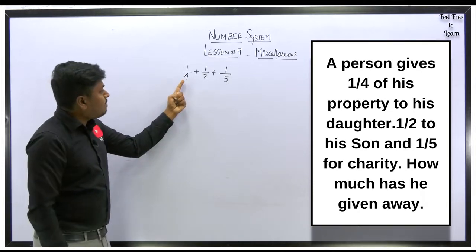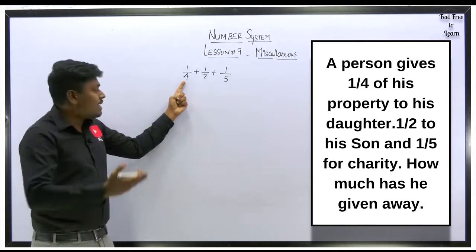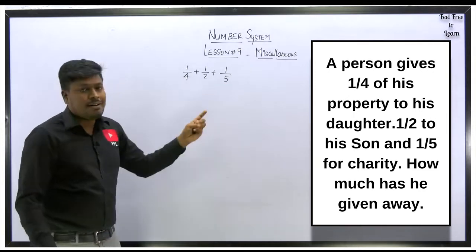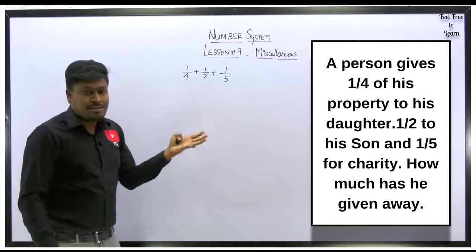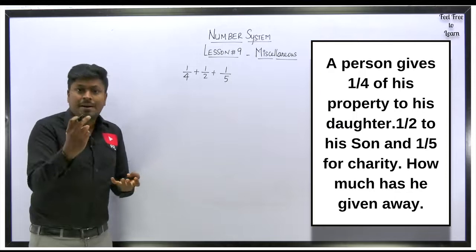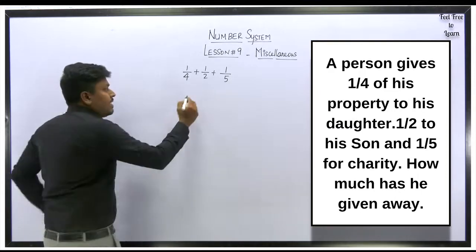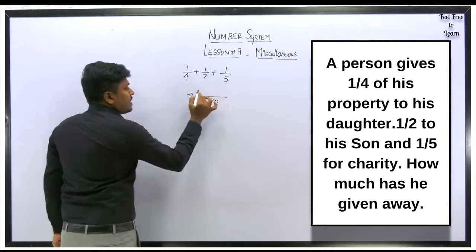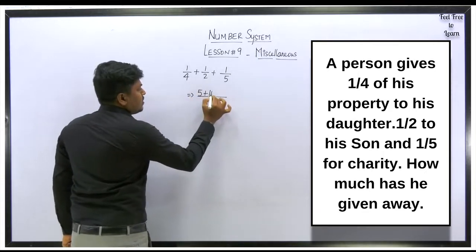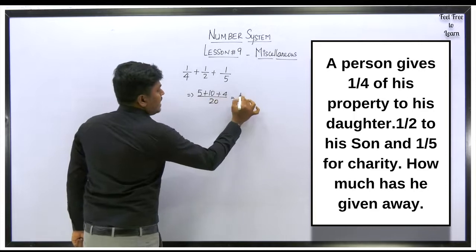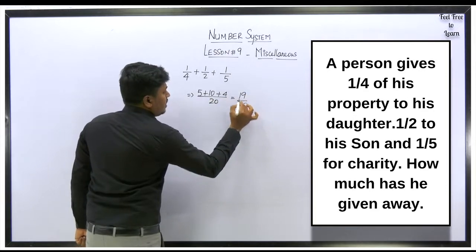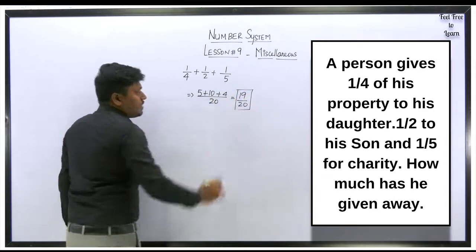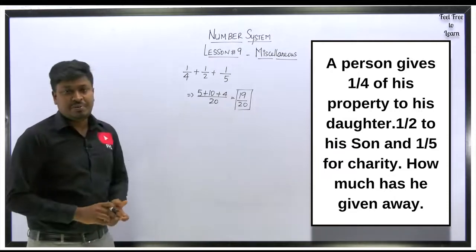We know this is the part that the person gave to his daughter, the son and the charity. So if you add all three, the result will be the total part that he gave away. Got it? Let me take the LCM here. The LCM will be 20. 5 4s are 20, then 10 2s are 20, and again 4. So 19/20. Got it or not? So he gave away 19/20 part. It's a very simple question.